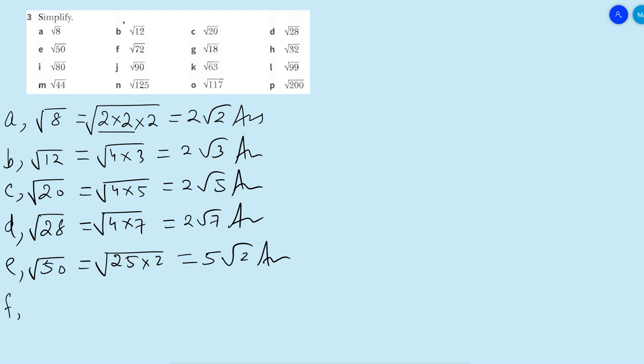Part F. Part F is root 72. 72 can be written.